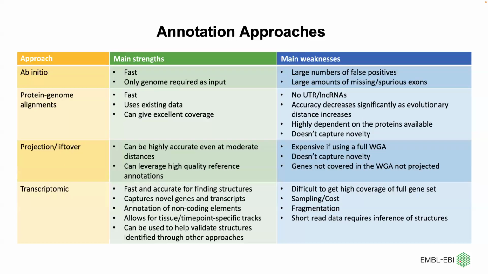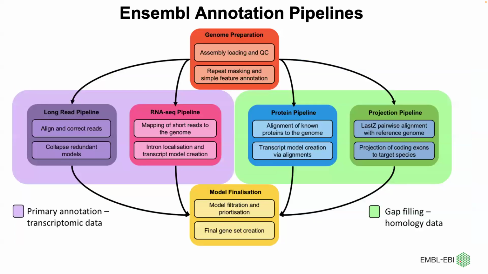So in summary, what does this tell us? That we need an approach which combines different evidences to get the most complete annotation and the final gene set. And that takes us to how genomes are annotated in Ensembl. So Ensembl uses various different approaches. It combines evidence from transcriptomic, protein, genome alignments, and projection to come up with a final gene set for the target genome.